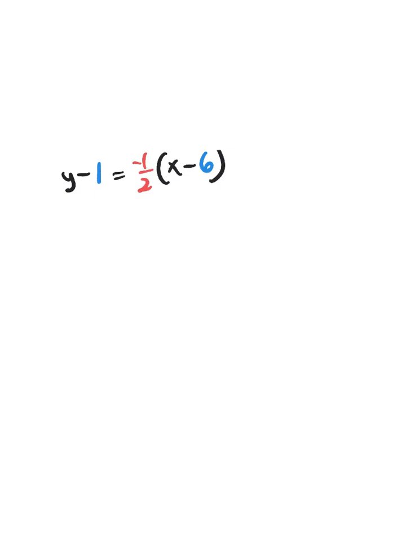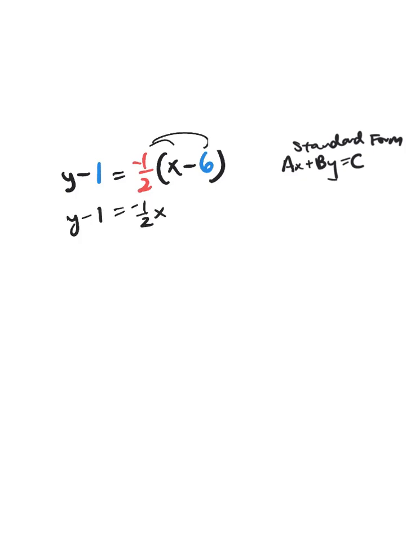To take this equation and get to standard form, which is ax plus by equals c, I need both variables on the same side. So I'll go ahead and distribute the negative 1/2. I have y minus 1 equals negative 1/2 x plus 6 over 2, which is y minus 1 equals negative 1/2 x plus 3.